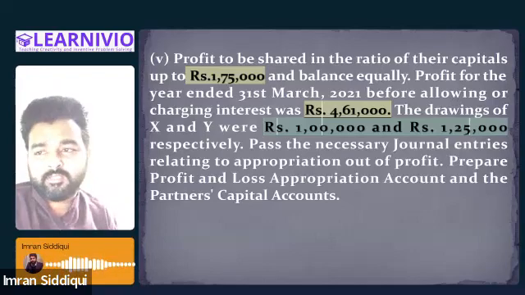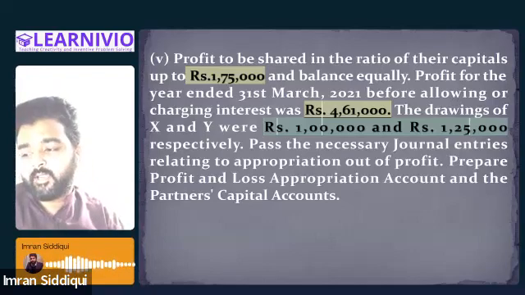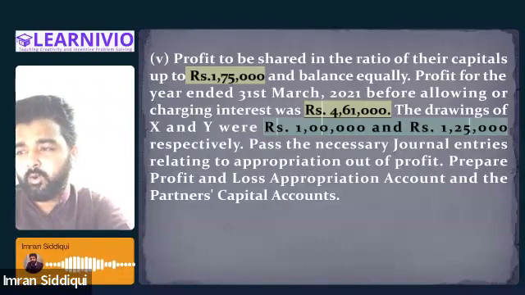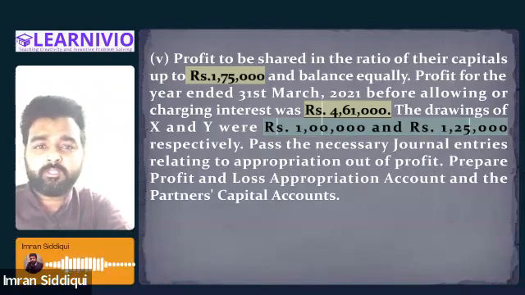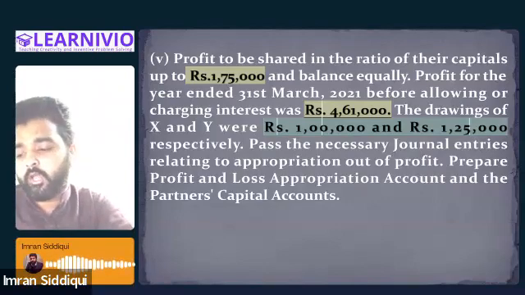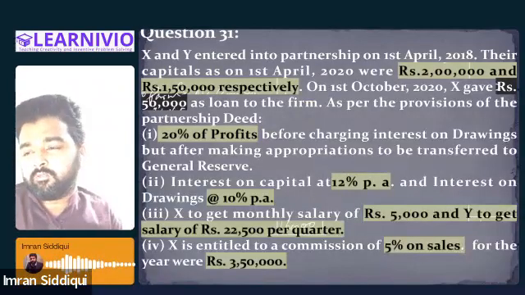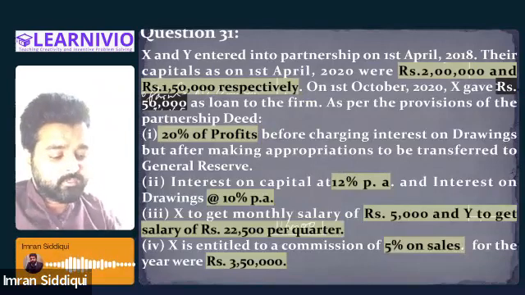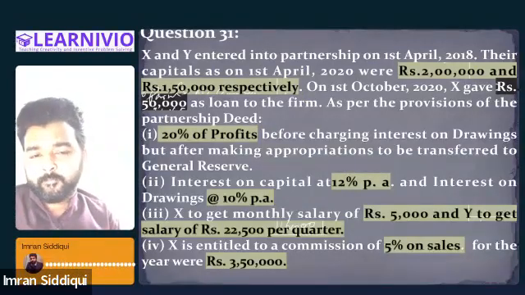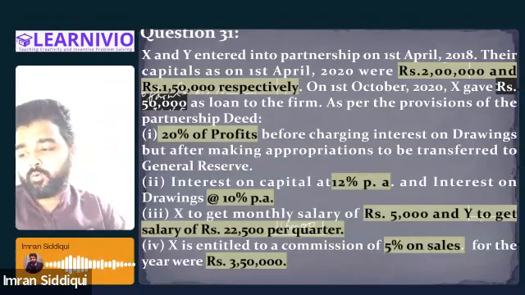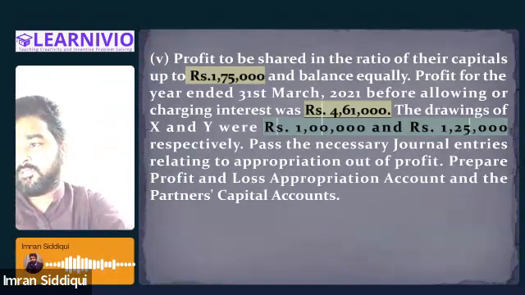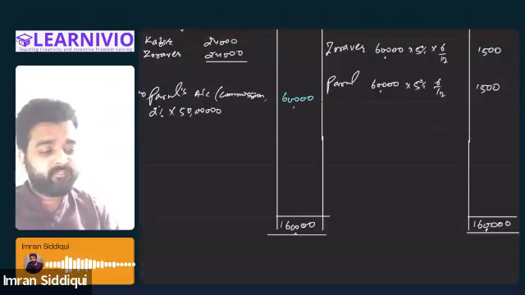Now, in this case, it says that out of whatever divisible profit we are getting, 1,75,000 is to be distributed among the partners in the capital ratio. Now, what is their capital ratio? Their capital contribution is given in the second line, 2 lakh and 1,50,000. So their capital ratio will be 20:15. Whatever the divisible profit you get, out of that you need to distribute 1,75,000.